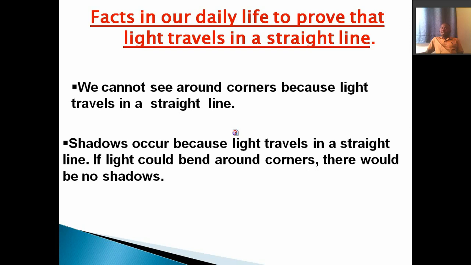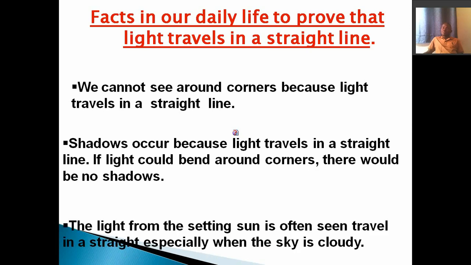If light could bend around corners, there would be no shadows. That is also correct. Yes, if light could bend, then where would the shadow come from? The light would just bypass the obstruction and continue its own way. But because it travels in a straight line, it cannot bend. That's why you always see a shadow formed.